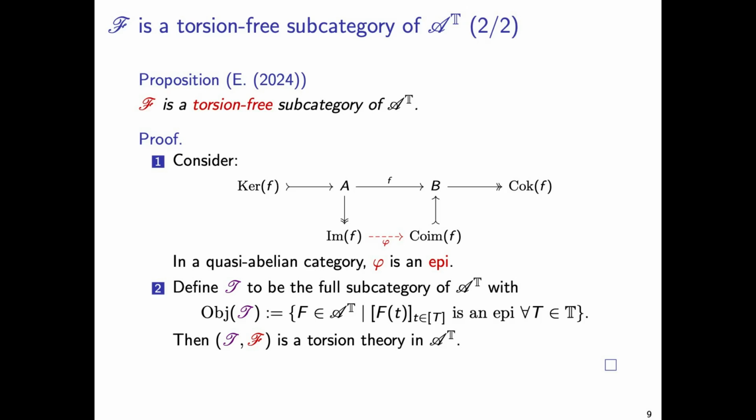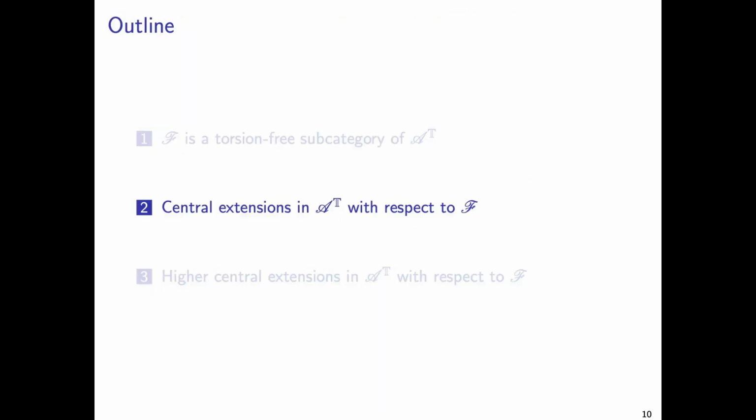And now one can define T to be the full subcategory of A^T whose objects are the functors such that this morphism F_t[square brackets] I just defined is an epi for all t. And then one can show that (T, F) is indeed a torsion theory in the functor category A^T. Okay. In the following section, I will use this result.